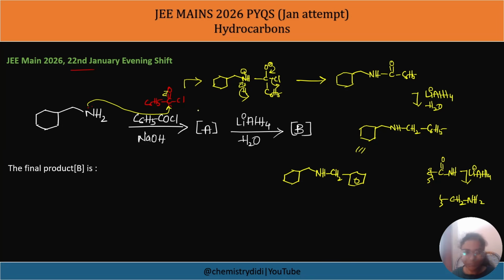That's enough. So this is a simple reaction that I'm telling you. Here this will act like a nucleophile and attack on the carbonyl carbon, and simply this chlorine will leave and we'll get this product. And here we have this reducing agent, which will reduce this amide group to this one. Okay, so I hope you have understood. This is an easy question, it's not that hard.